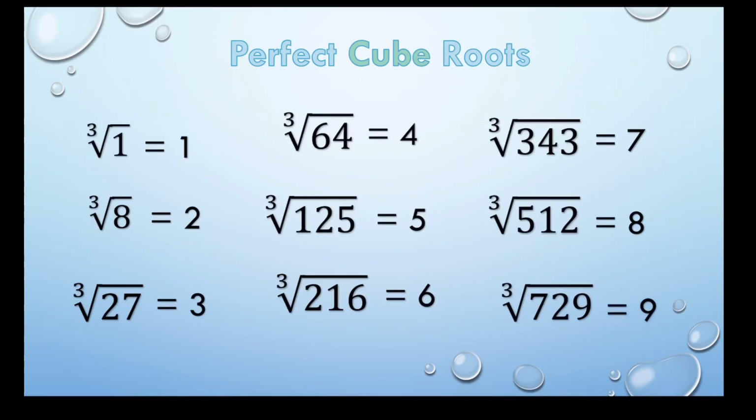It is in your best interest to have at least 1 through 6 somewhat under your belt, because you will see those. You'll see the cube root of 64, the cube root of 8, and the cube root of 27 a lot. You'll also see the 125 from time to time.